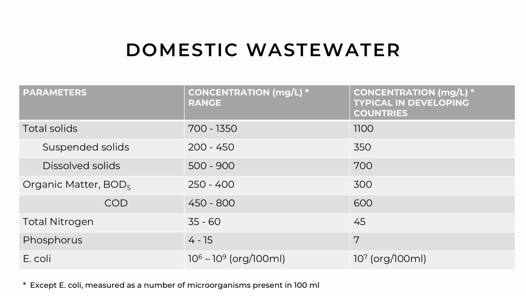In this table, you can see the typical concentration range of domestic wastewater, as well as the typical concentration in developing countries. All are measured as milligram per liter, except E. coli, which is measured as the number of microorganisms per 100 milliliters. Keep in mind that the total solids is about 1,100 milligrams per liter and BOD around 300 milligrams per liter, while the E. coli is typically 10 to the power of 7 of organisms in 100 milliliters. This is, of course, just an example.